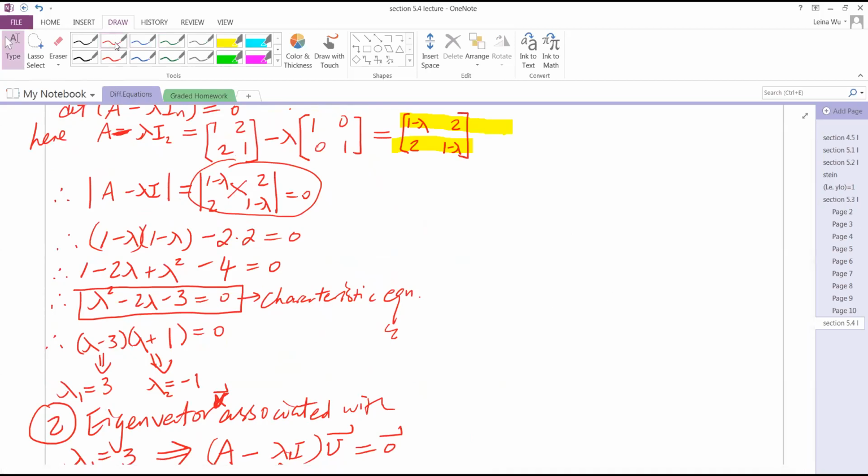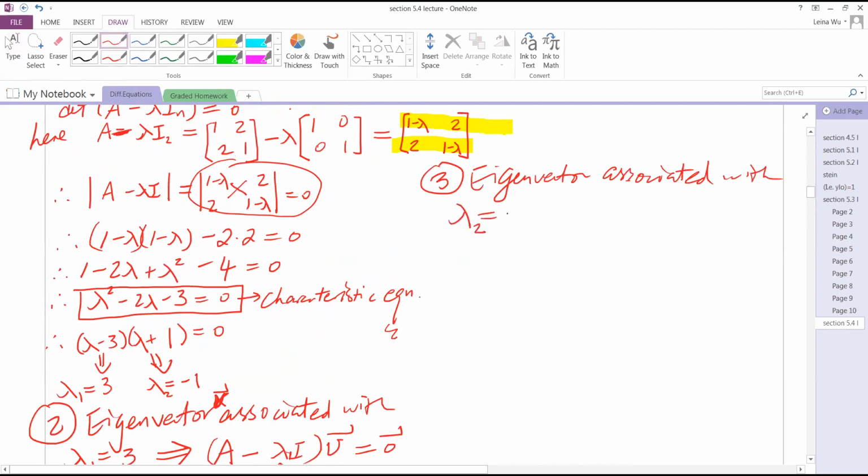Okay, so we just did the eigenvectors corresponding to lambda equals 3. So similarly, let's do the eigenvector associated with lambda 2 equals -1. So same thing, it comes from A minus lambda I times vector v equals to 0 vector.